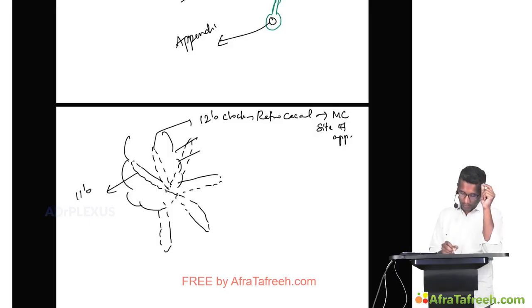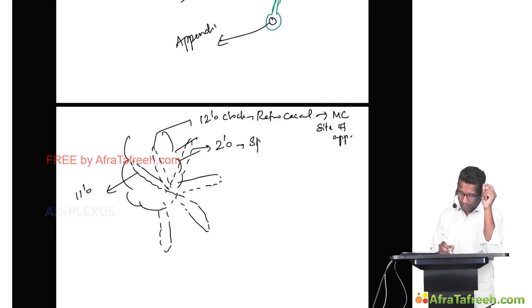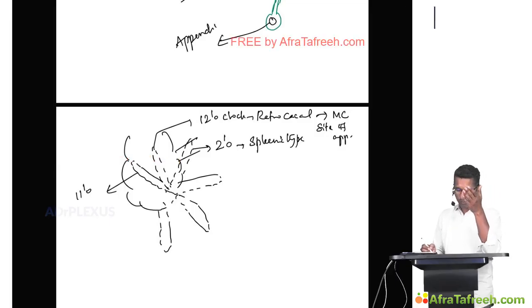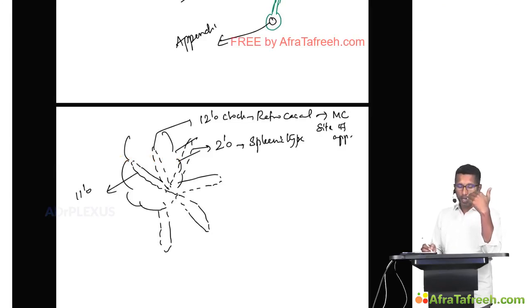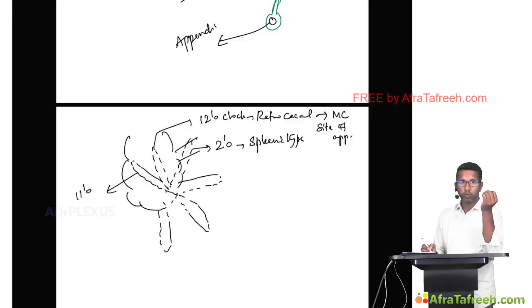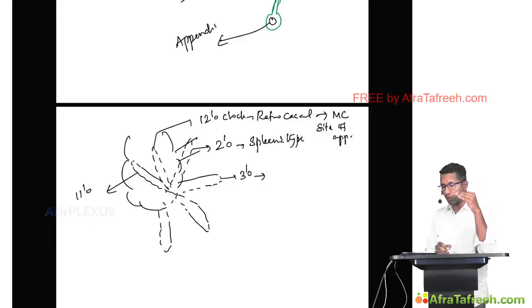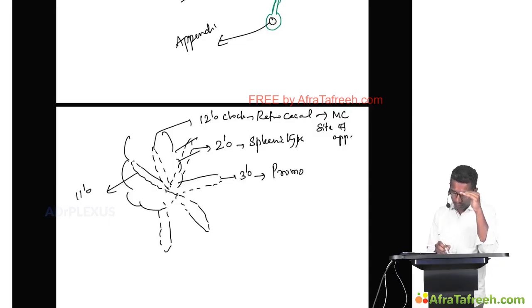This position is called the 2 o'clock position, also called the splenic type. When it lies towards the spleen, it is called the splenic type. In this, it can lie in front of the ileum, which is called the pre-ileal type, or behind the ileum, which is called the post-ileal type. Here it is the 3 o'clock position, pointing towards the sacral promontory, so it is called the promontoric type.